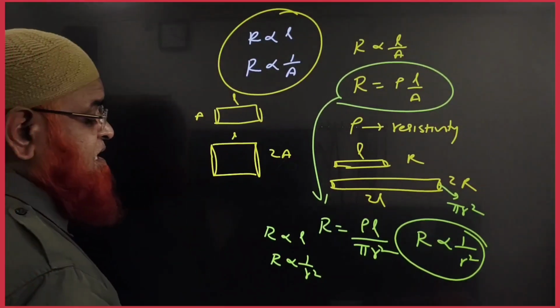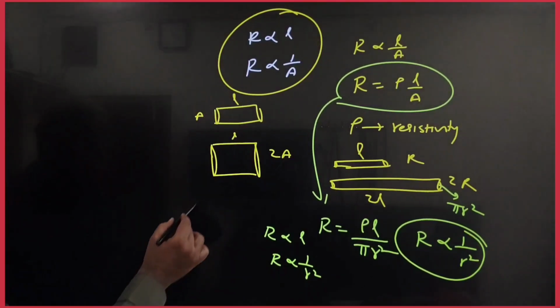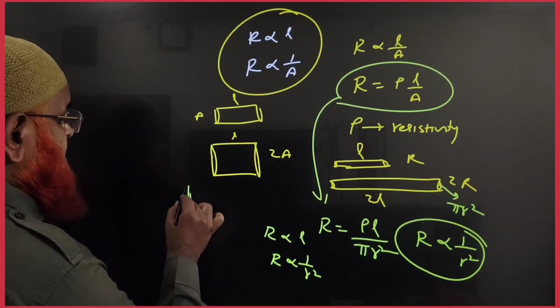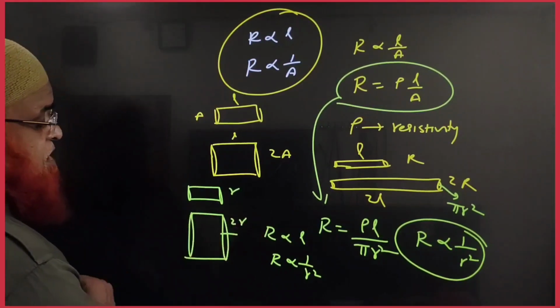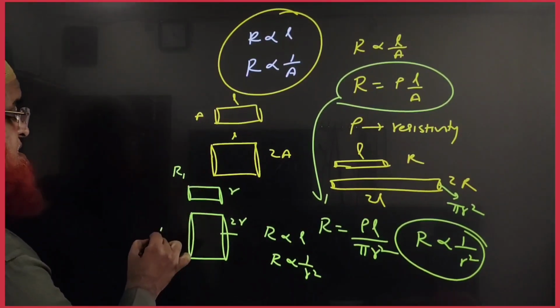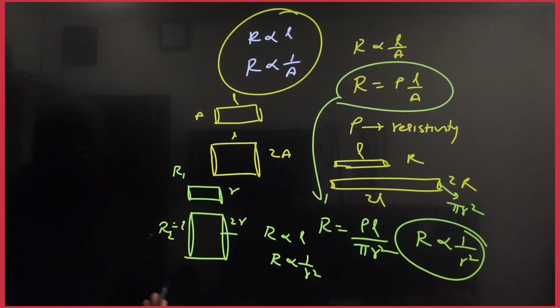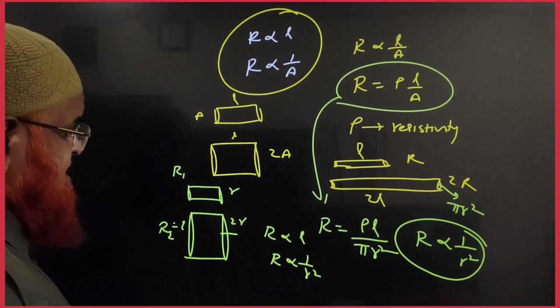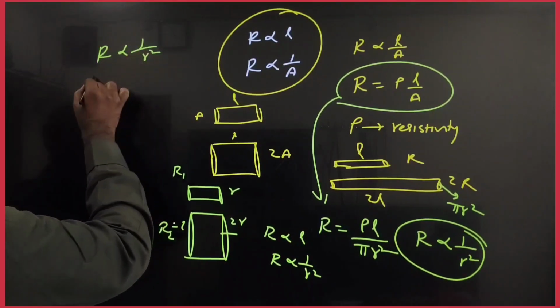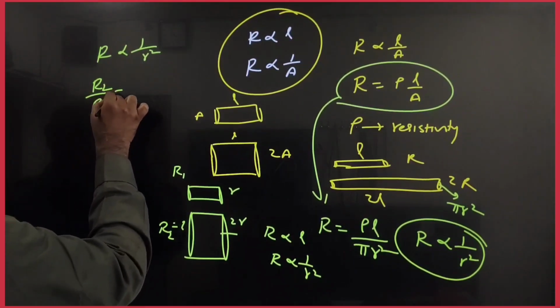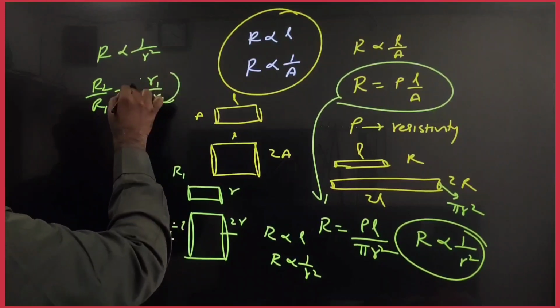So this is one more relation you are getting here. What happens to the resistance when radius doubles? For example, previously radius is r, now radius is going to become 2r. Previously resistance is R1, now resistance is how much? Resistance is inversely proportional to r square. We will write R2 by R1 is equal to (r1 by r2) whole square. Am I right or not?